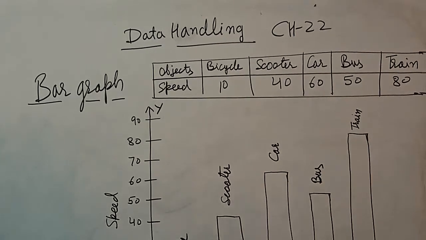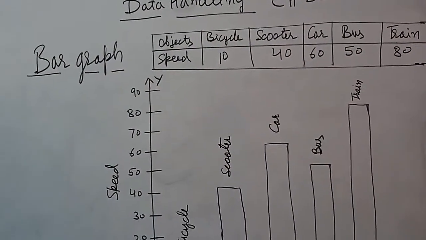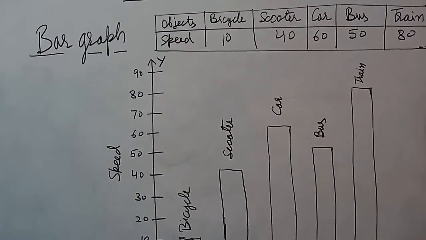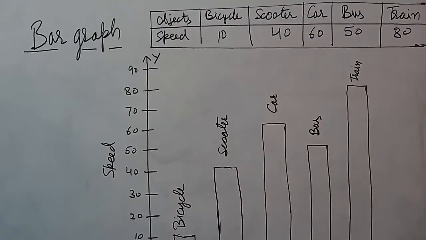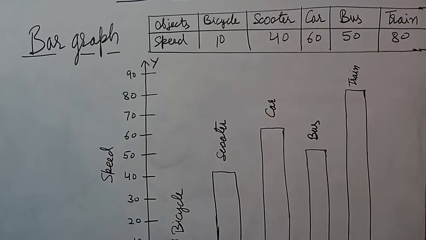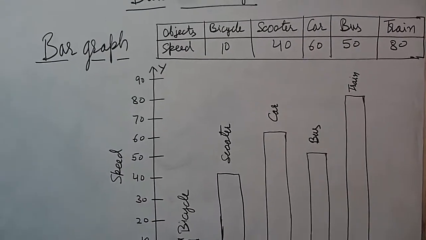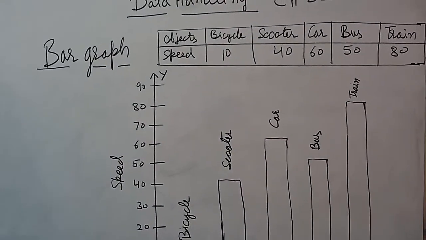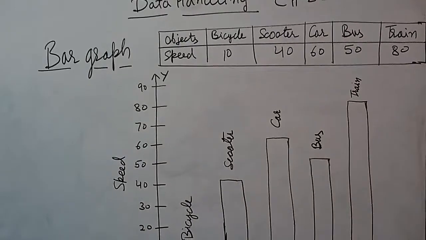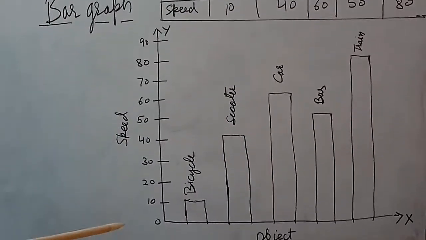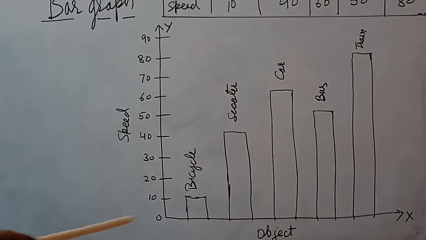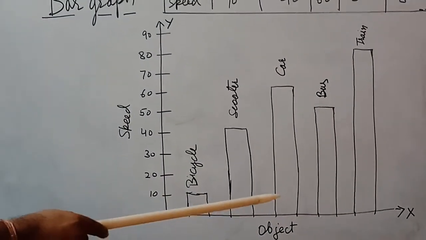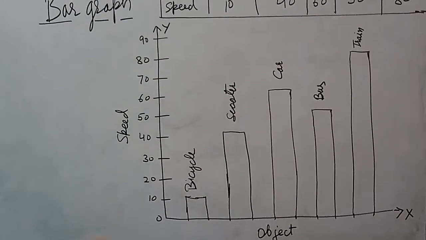So learn how to make a bar graph. With the help of this bar graph you will know how to make a bar graph, and with the help of this you can do the sums of exercise 22B. So let's study. First we will take the speed on the y-axis and the objects on the x-axis. This is the x-axis and this is the y-axis.